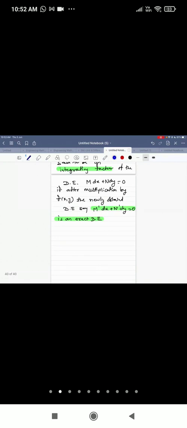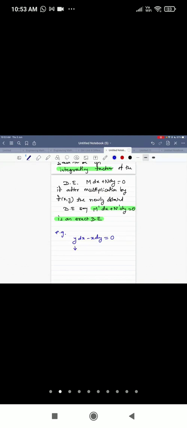I'll explain this with a simple example. For example, if I give you y dx minus x dy equal to 0, let us check whether this is exact. So what is dabba M by dabba y?